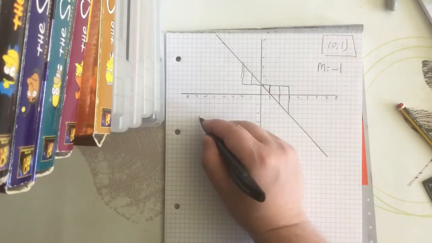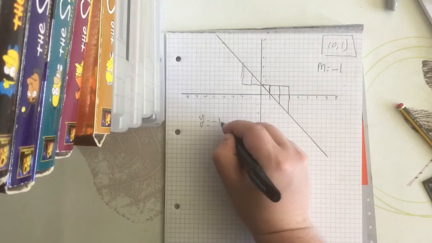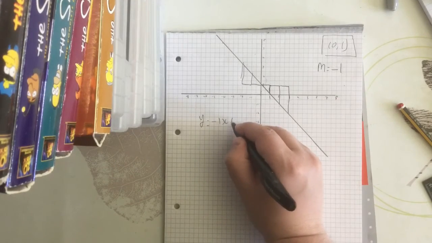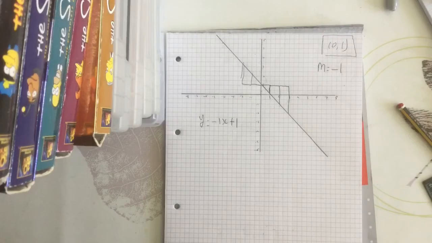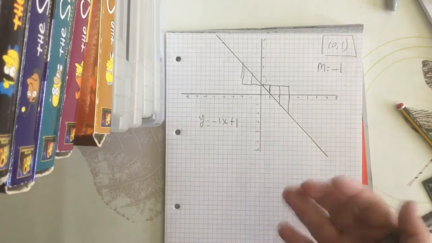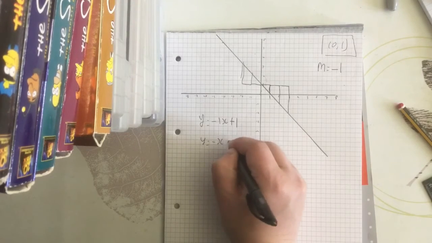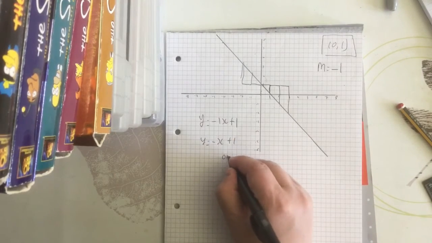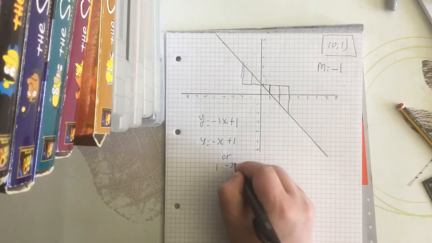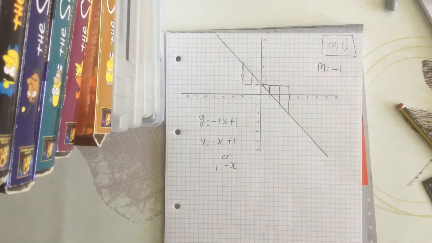So the equation of this line would be y equals minus 1x plus 1. But we don't really need that 1 for the minus 1x because we've done that upstairs, remember? So y would equal minus x plus 1, or 1 minus x. It's pretty straightforward once you think about it.